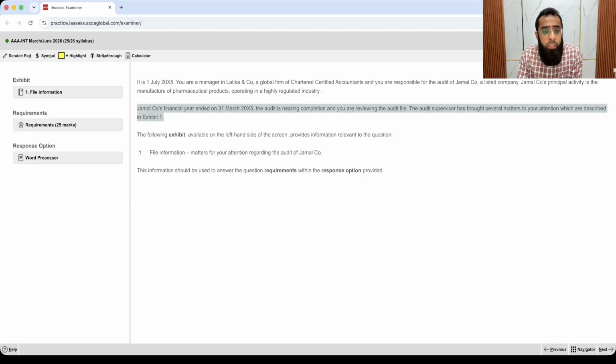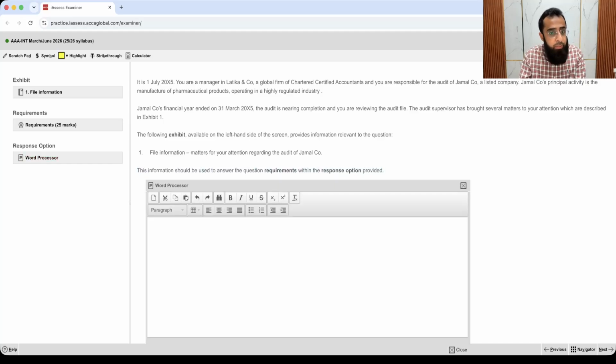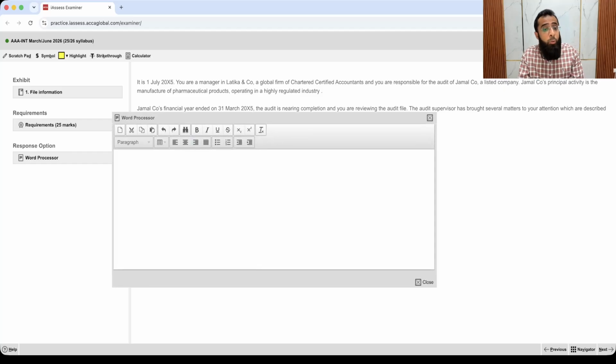Jamal Company's financial year end is 31st March 20X5. The audit is nearing completion and you are reviewing the audit files. The audit supervisor has brought several matters to your attention which are described in Exhibit 1, which we'll read. The following exhibit, available on the left hand side of the screen, provides information relevant to the question: file information, matters for your attention, which we'll obviously read. The information should be used to answer the question requirement within the response option provided, which is word processing. And obviously, when we solve the entire question, you will understand it in a much better manner.